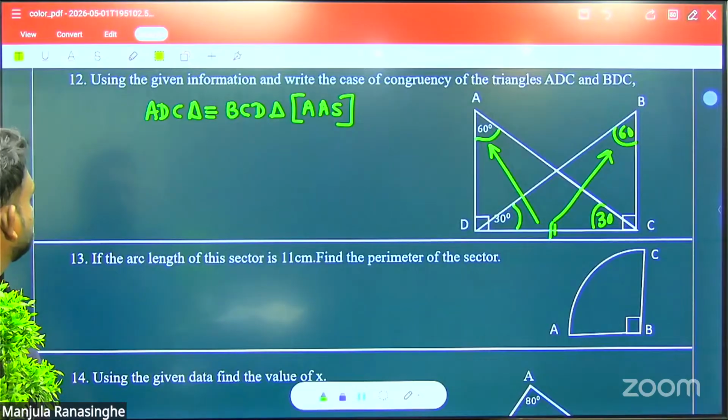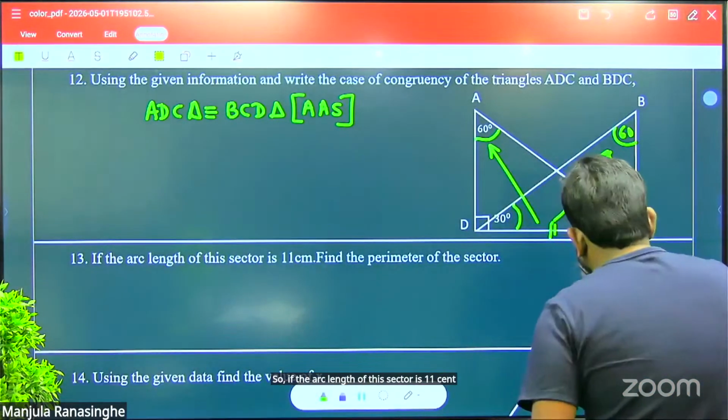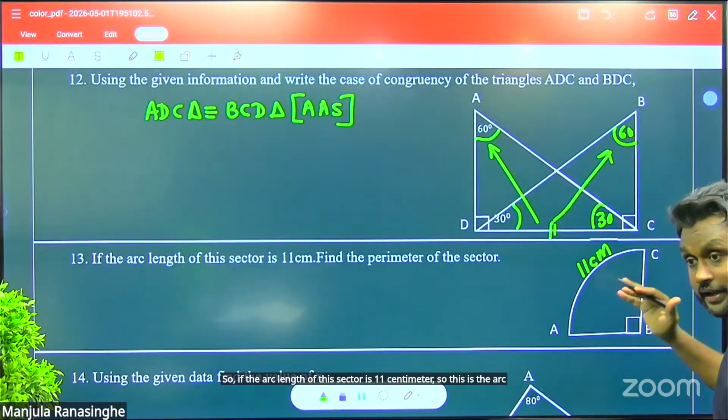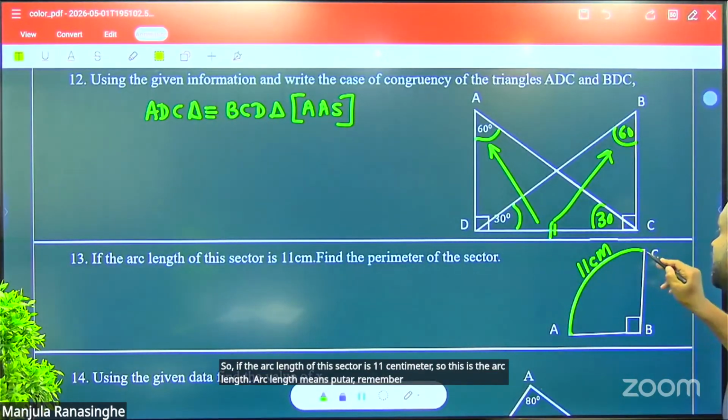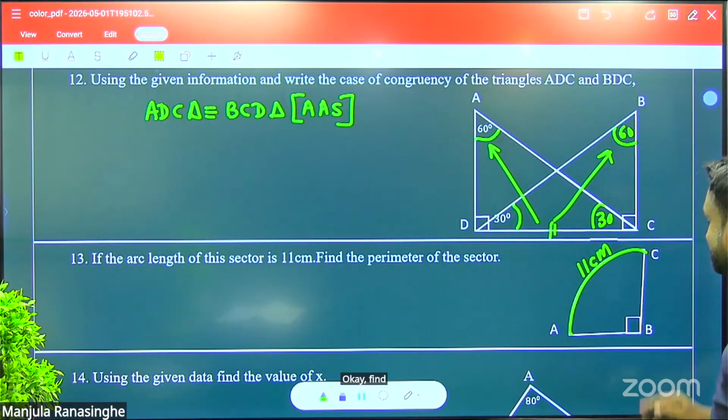Right. So if the arc length of this sector is 11 centimeters, so this is the arc length. Arc length means, remember the wording, this curved length. This is the arc length. Okay, find the perimeter of the sector.